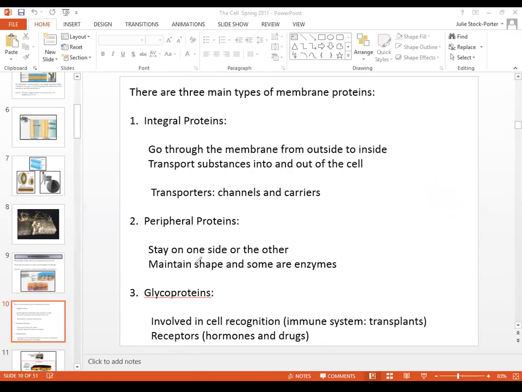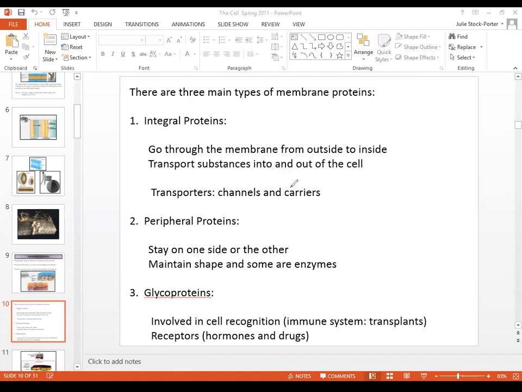All right, so we have three proteins, the integral proteins. They go all the way through the cell from the inside to the outside. They are the transporters. And there are two types, channels and carriers. The peripheral proteins, they stay on one side or the other. They have two functions, to maintain shape and work as enzymes. And then your glycoproteins, they're on the outside of the cell membrane. They're involved in cell recognition, and they're used as receptors. Cell recognition is monitoring what's going on outside the cell, and they work directly with the immune system. And receptors are the ones that receive these hormones and drugs and take them into the cell.